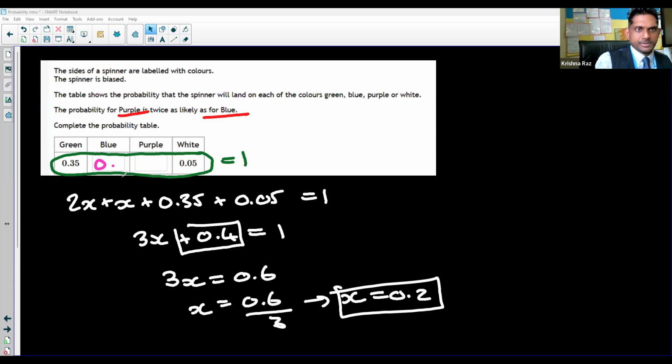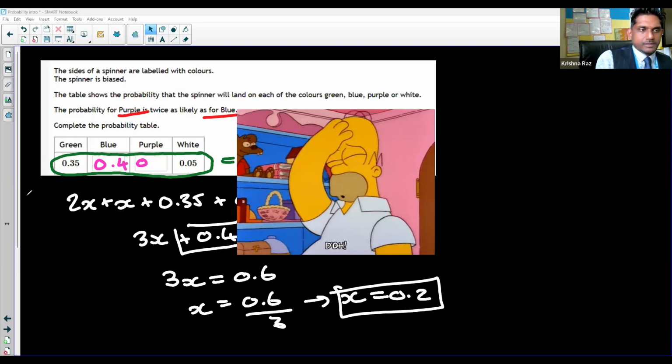Forgotten which one was which. Probably purple's twice as likely. Oh, Jesus.